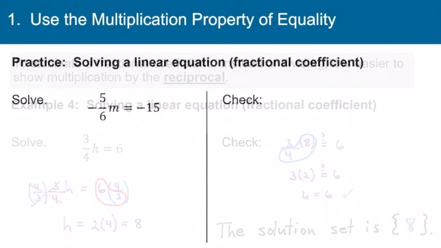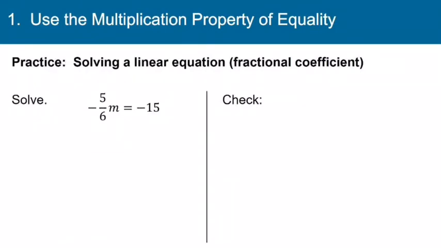Okay, now I would like for you to try this one on your own. So if you would like to pause the video and try it, I think that's great. I'm going to go through it with you now. So here we have negative 5/6 times m equals negative 15.